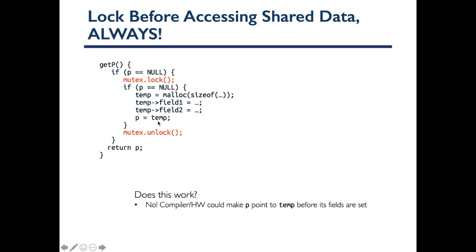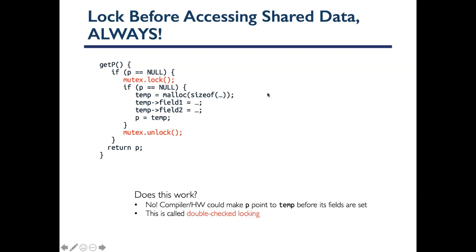Now, let's say you do so, and while you're doing this, you execute this first one, you set P to temp, but you haven't executed any of these two. Let's say you context switch, someone else comes in. Now someone else checks if P is null, and P is not null because you have already executed P equals temp. At that point, they think that P is initiated, so they return P. Well, P is not initiated because you haven't yet set the fields of P. So in this case, you're going to have a problem.